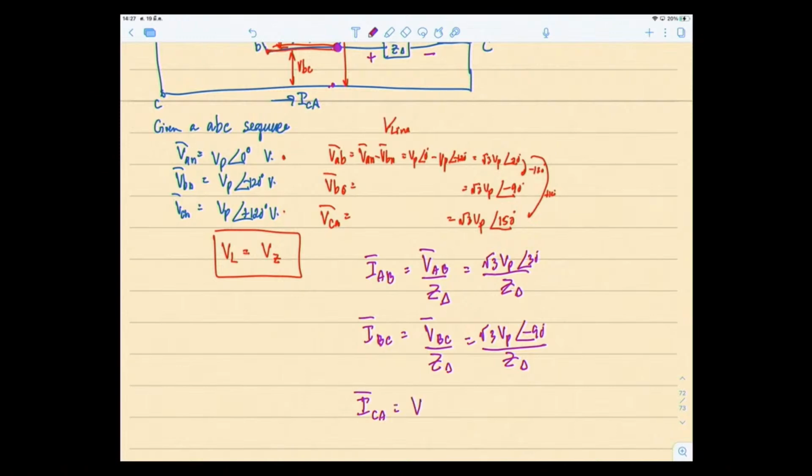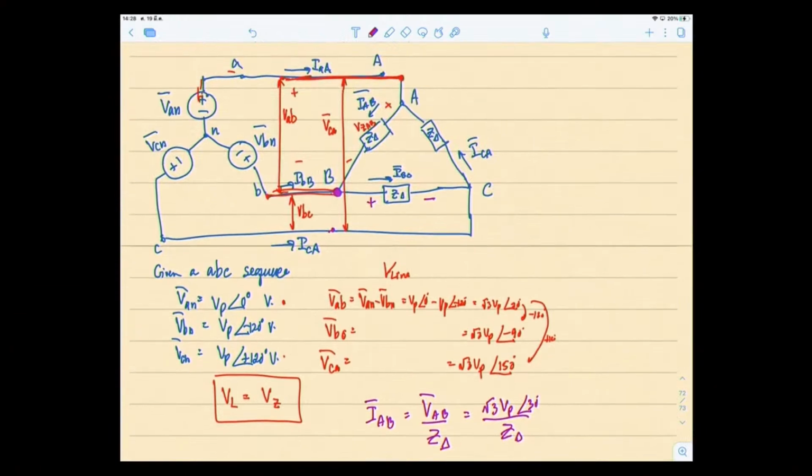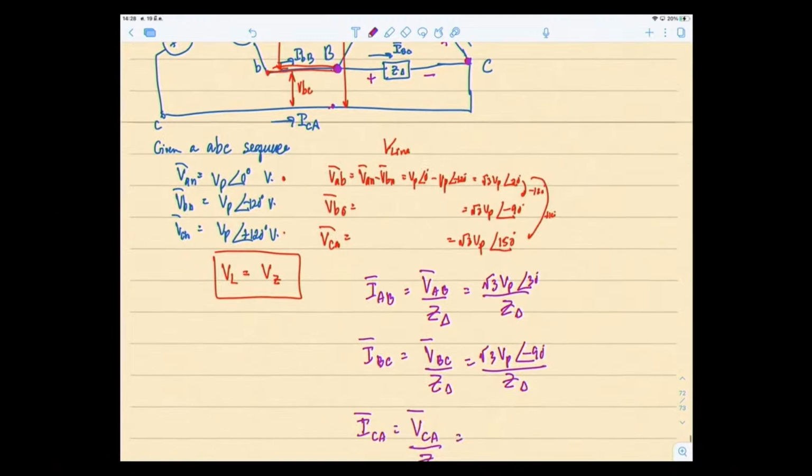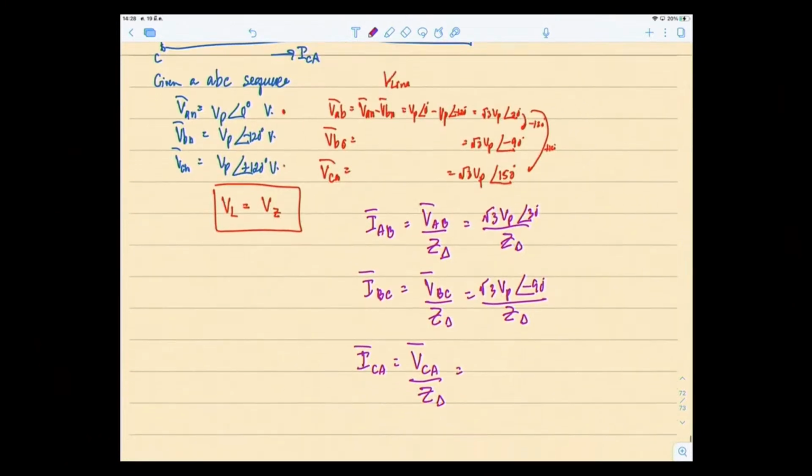ICA, so it's a voltage drop across CA, I mean the impedance. VCA divided by Z delta. And of course, here CA, positive, negative, the voltage drop across this impedance between point C and point A. So the positive is at C, and this is A. C and A line. So actually it's a line voltage VCA. So it's root 3 V phase 150 degrees divided by Z delta. So use your calculator to get the current. So it's a phase current on the load side.